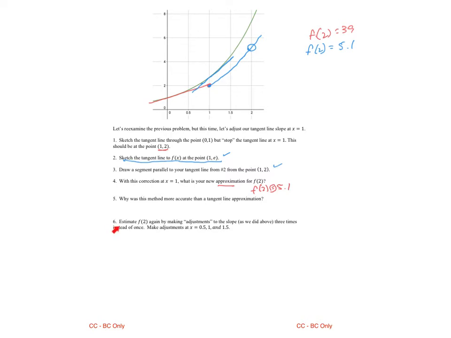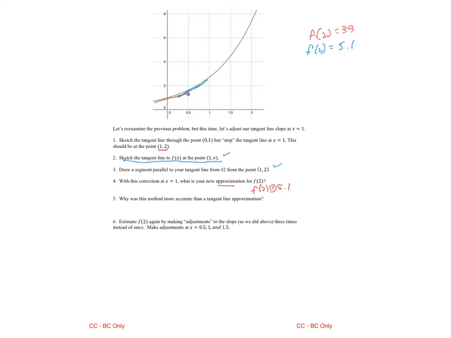All right, number 6, estimate f of 2 by making more adjustments as we did, but now we're going to go at a half at 1 and 1.5. All right, so then let's clean this up then. All right, so I'm going to do it again. So I'm going to start at 1, but I'm going to stop at 0.5. I'm going to change colors. So I'm going to try to draw my tangent line here.